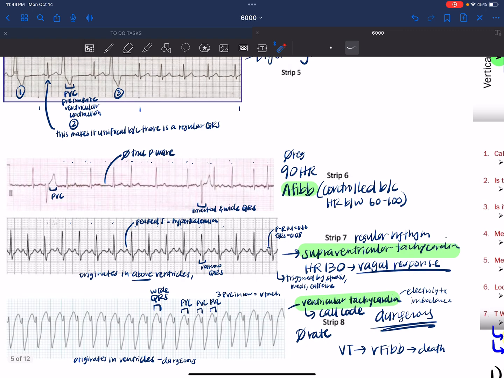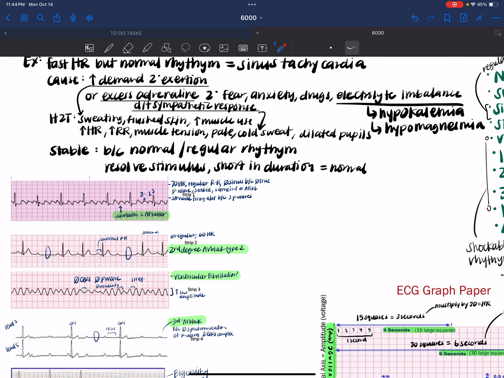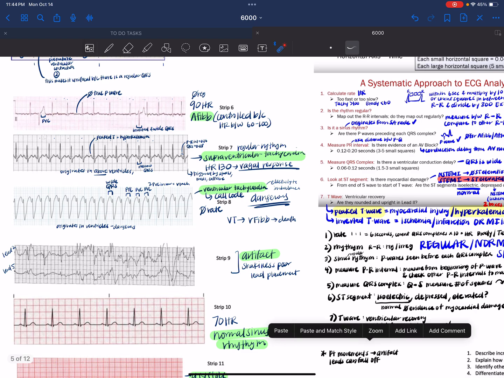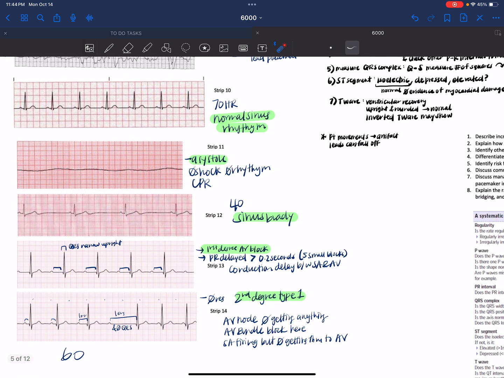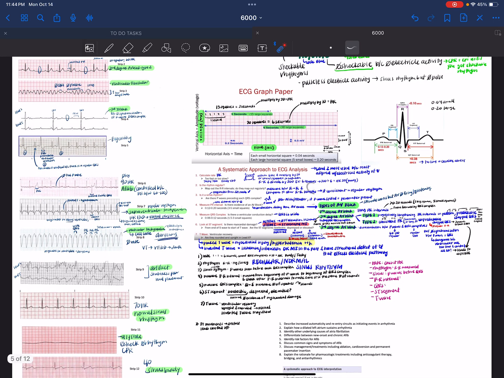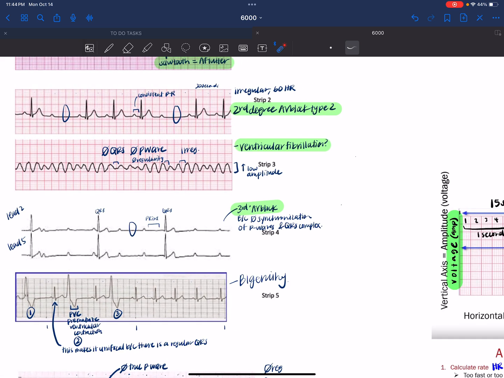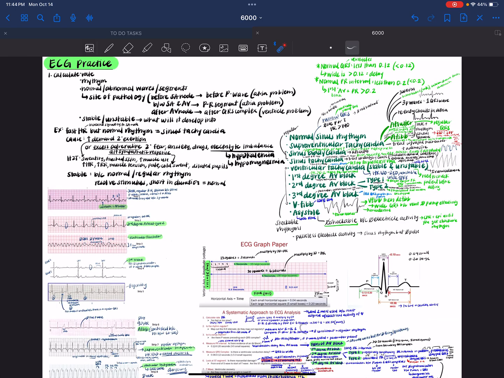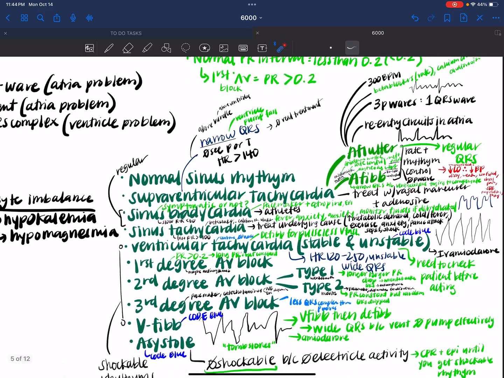Third degree. Where are you? Third degree. I guess there's no third degree. Oh, never mind, here. Third degree AV block is lead 2. You can see there's no synchronization between P waves and QRSs. This is a P, this is a QRS. But there's a P doing its thing, and then there's a delay, but there's also a QRS doing its own thing, whenever.